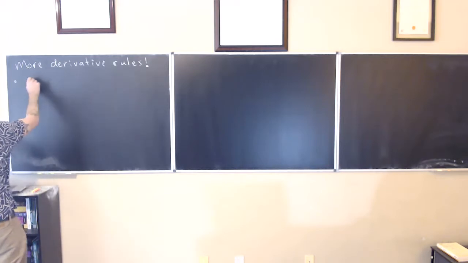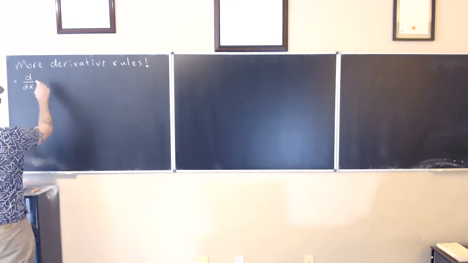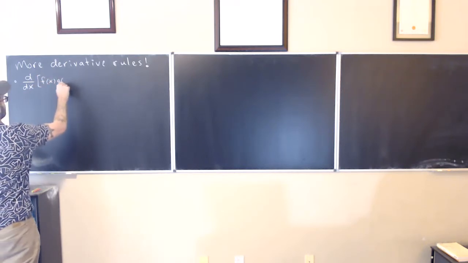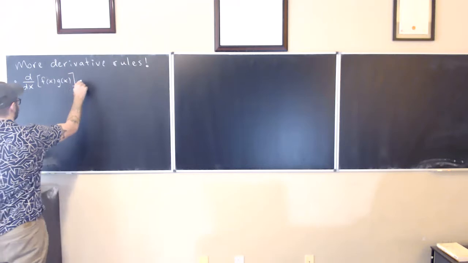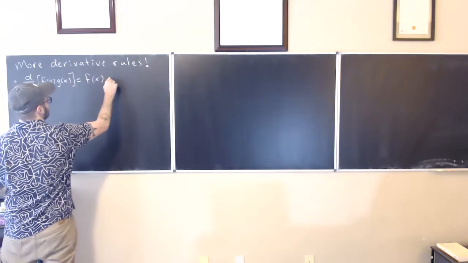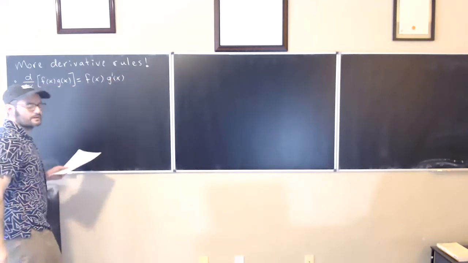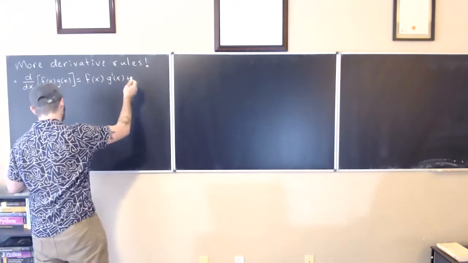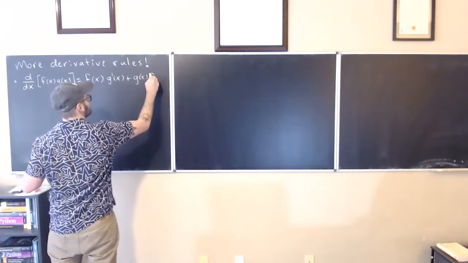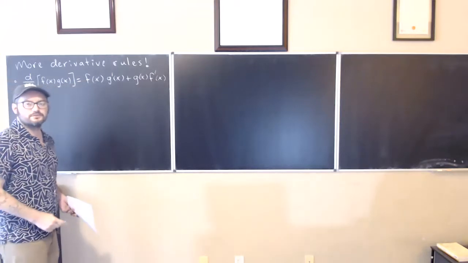So the first rule is that the derivative with respect to x of f of x times g of x is going to be equal to f of x times the derivative of g of x with respect to x plus g of x times the derivative of f with respect to x. So this is called the product rule of differentiation.